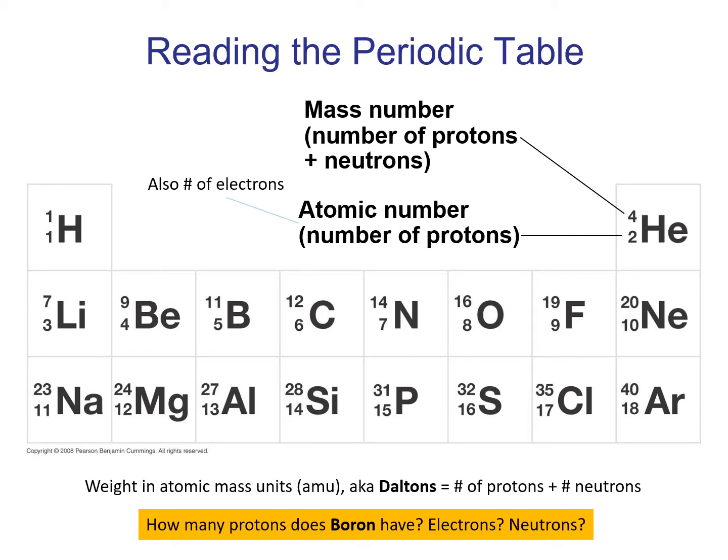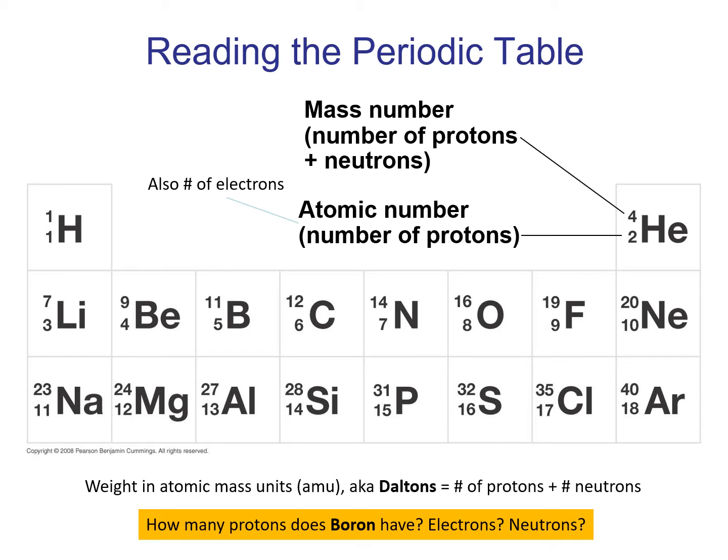So each one of the elements has its own characteristic symbol. So we can see here we have H, which is hydrogen. The lower number to the left of the H is the atomic number, and the atomic number is the number of protons. So hydrogen, 1. Helium, He, 2. Lithium, 3. Beryllium, 4. Boron, 5. Carbon, 6, etc.